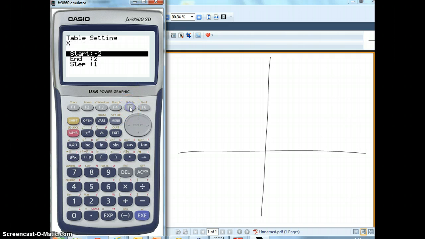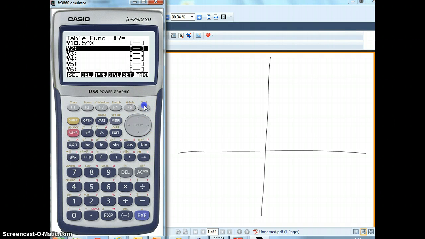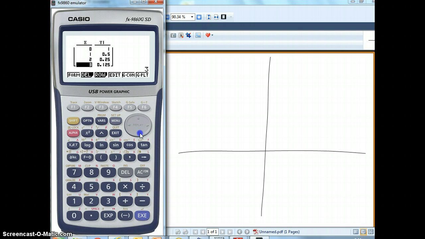See where it says set, F5. Start at -2. In fact, I'll just say start at -3, and end at +3. I'll do a few more numbers since I've got a graphics calculator. And step up in step size 1. Hit execute and hit table. That's actually the calculations there. 8, 4, 2, 1, 0.5, 0.25, 0.125. So that saved me probably a minute.